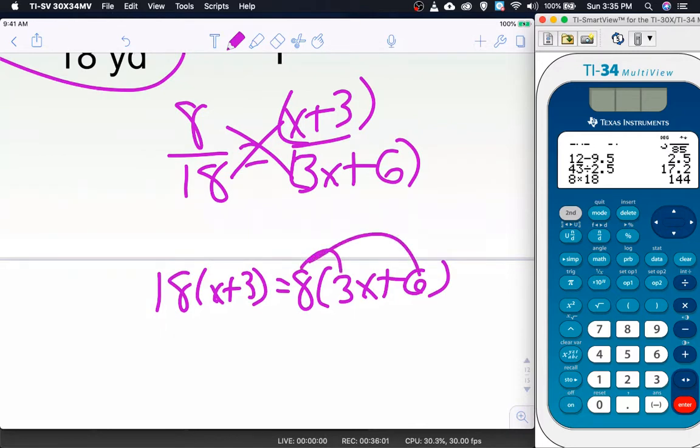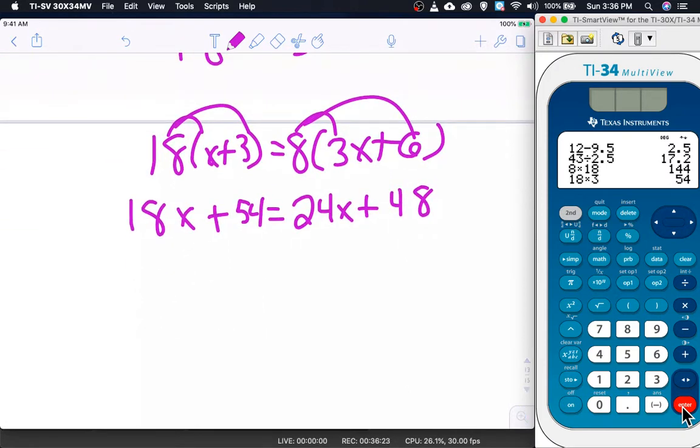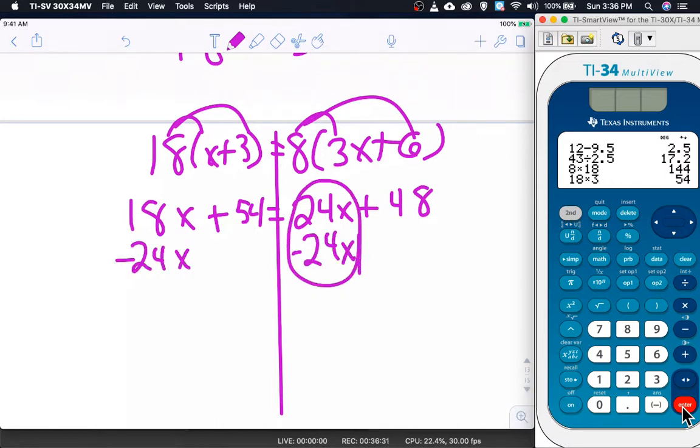I distribute because I'm solving an equation. On the right-hand side, I get 24x plus 48. On the left-hand side, I get 18x plus, 18 times 3 is 54. And we keep solving. I've got an equation with variables on both sides, so I get rid of the one on the right. I'm subtracting 24x on both sides. That gives me negative 6x plus 54 equals 48.